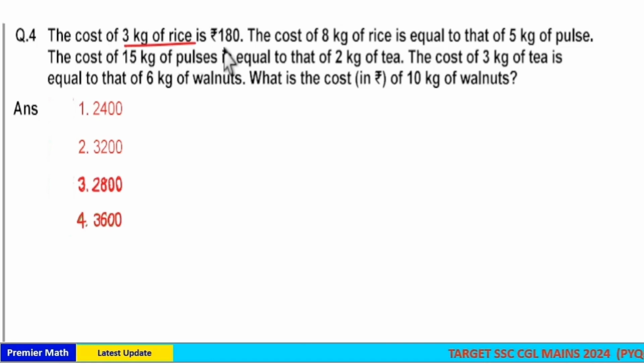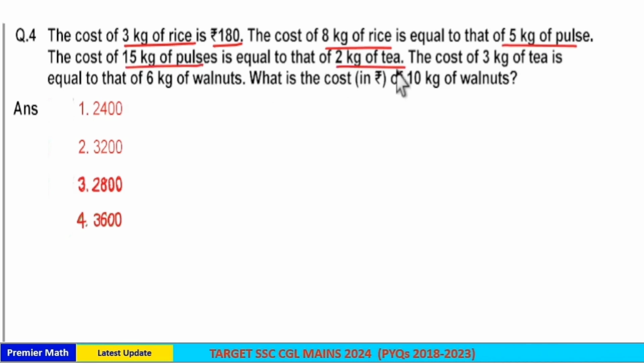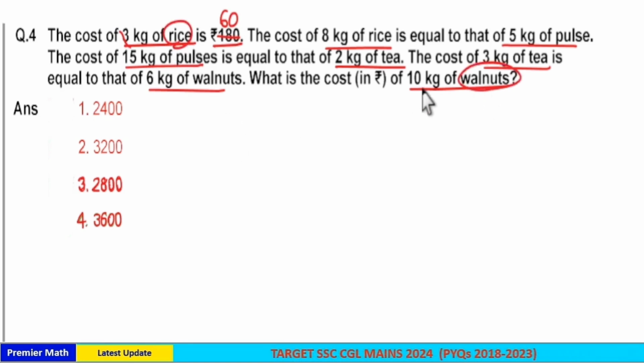Cost of 3 kg rice is 180 rupees. The cost of 8 kg rice is equal to that of 5 kg pulse. Cost of 15 kg pulse is equal to that of 2 kg tea. Cost of 3 kg tea is equal to that of 6 kg walnut. What is the cost of 10 kg walnut? Here 3 kg rice costs 180 means 1 kg rice costs 180 by 3, 60 rupees. Now we know the rice price. Then take rice and walnut ratio to find 10 kg walnut price.